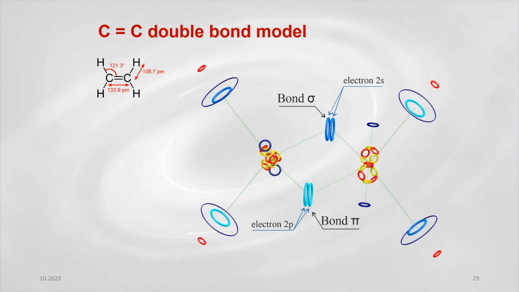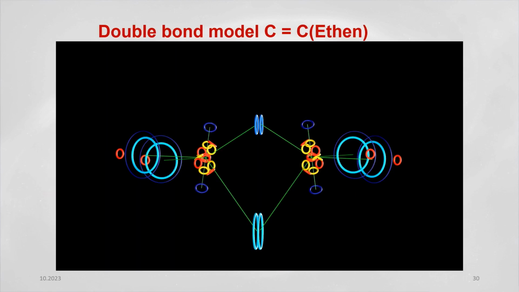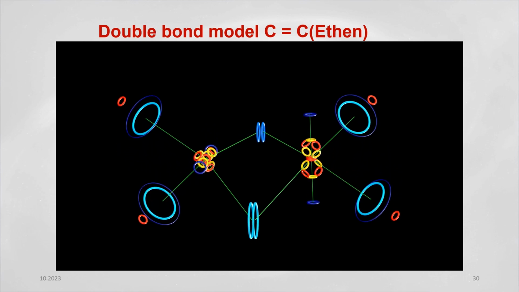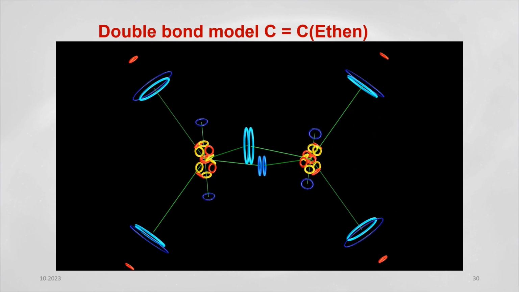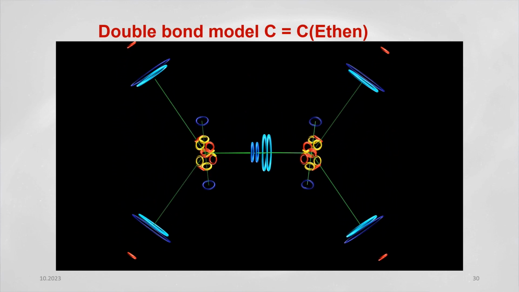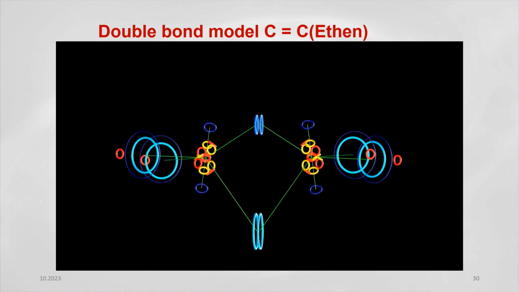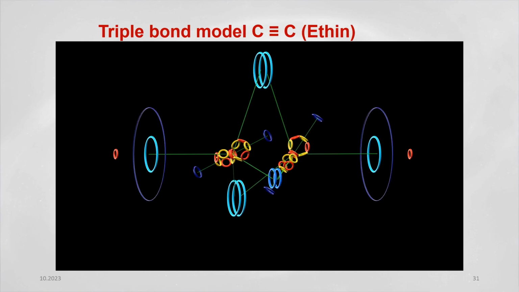Similar calculation procedures can be used for calculating double or triple bonds between carbon atoms. An example of a model of a double bond between carbon atoms. An example of a model of a triple bond between carbon atoms.